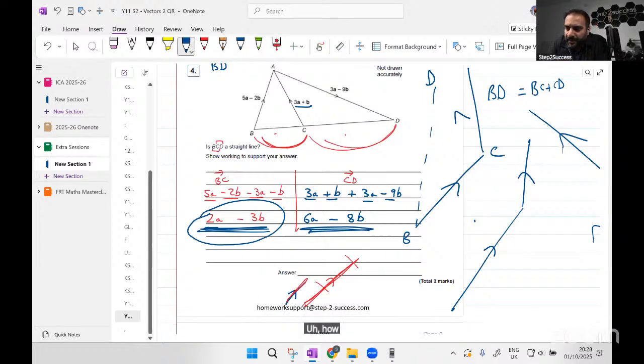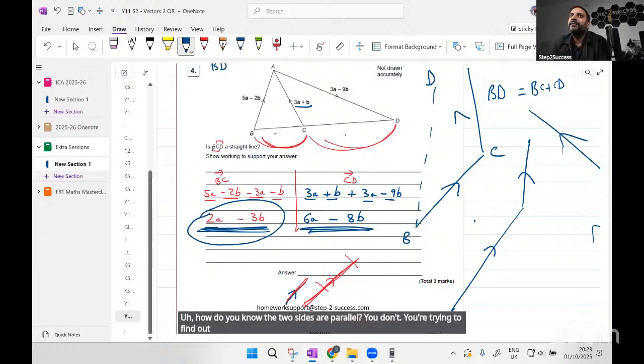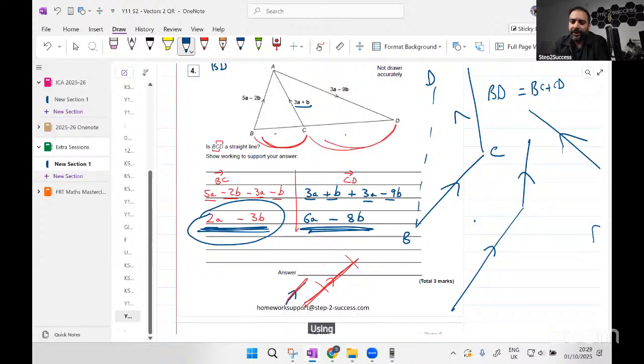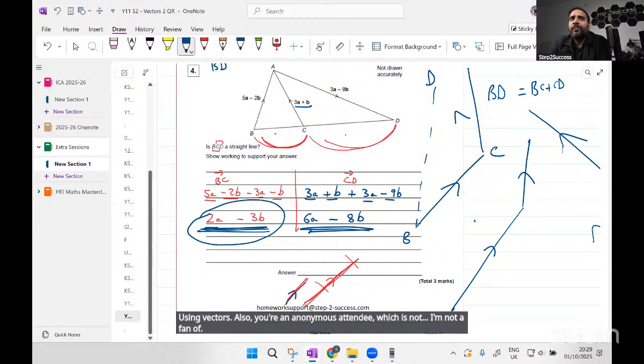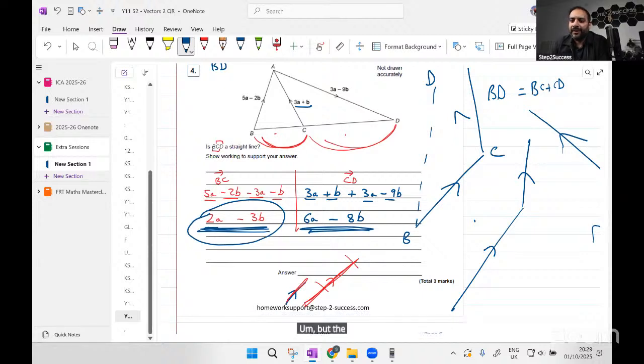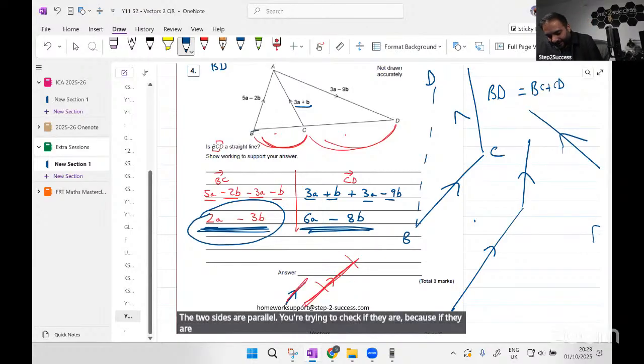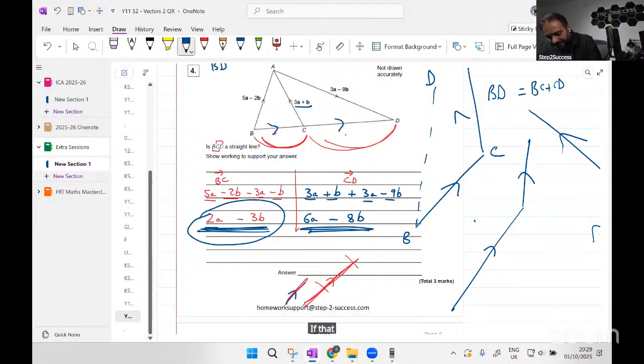How do you know the two sides are parallel? You don't. You're trying to find out if they are using vectors. Also, you're an anonymous attendee, which I'm not a fan of. But that's the point. You don't know the two sides are parallel. You're trying to check if they are, because if they are parallel, then all of this is a straight line. If that is parallel to this, if they're going in the same direction, then it's a straight line.